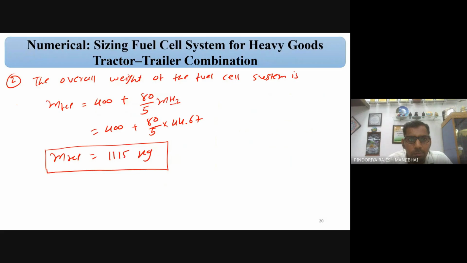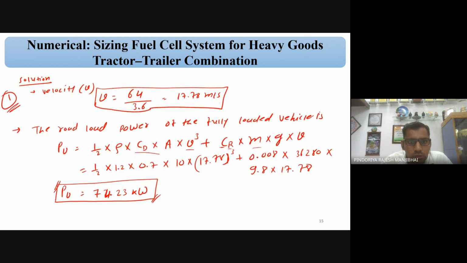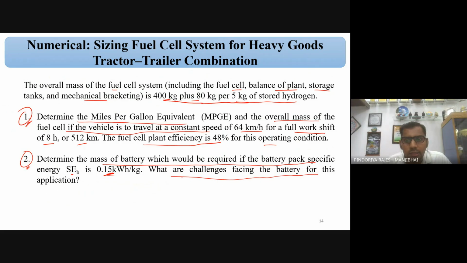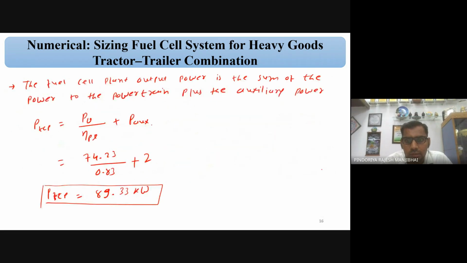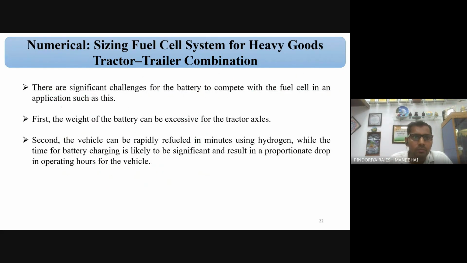Correct. So this is a very big example, but it is based on a real practical application. Now the last part of this example: what are the challenges facing a battery for this application? So the challenge is, you can see the mass of the battery, that is 4764, around 500 kilogram. So we have to give comments. There are significant challenges for the battery to compete with the fuel cell in this application. First, the weight of the battery can be excessive for this tractor axle. Correct? So too much weight.